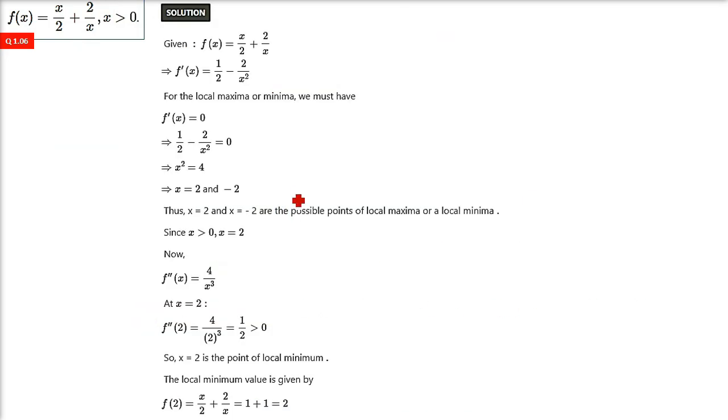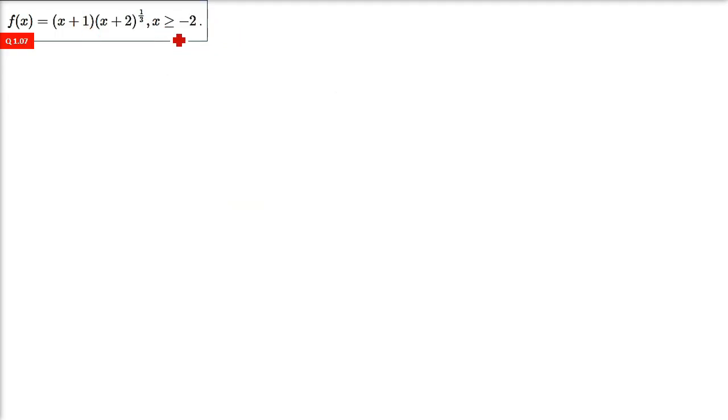This is the whole solution in front of you, and we have just ignored x equals to negative 2 because x is greater than 0, which is already given in this question. And all these things like f dash x equals to 0, then f double dash x, placing the value of 2, and then finding out greater than 0, less than 0. Next one is x is greater than or equal to negative 2. Let us see what value we get as the critical points.